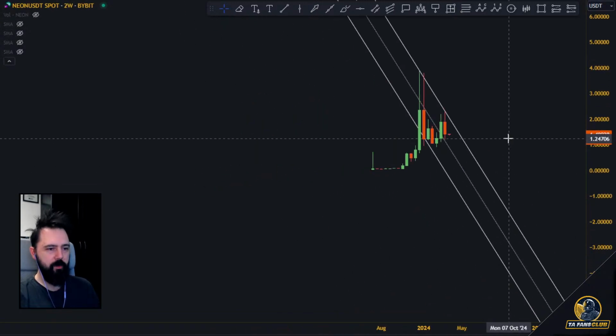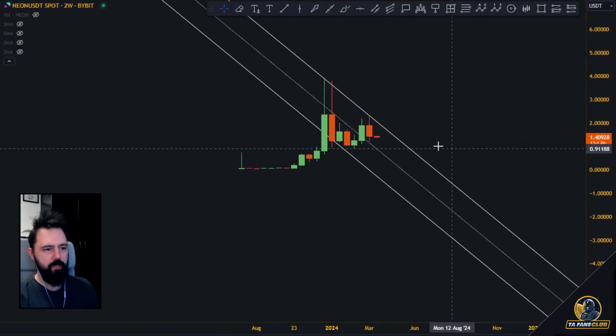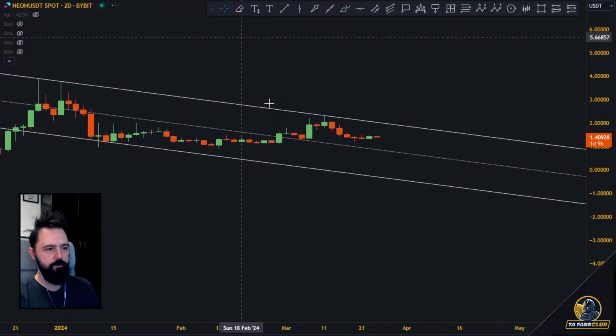Let's go to the 2-week time frame up here. It's just pulling back, just consolidating, but there is definitely a channel up here right now.